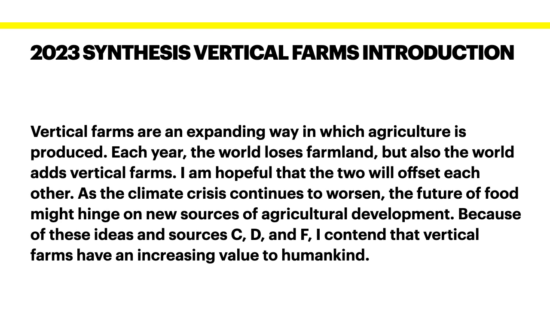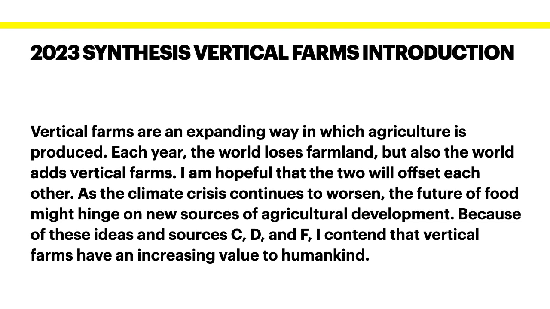And then I choose my sources. I've already chosen them: C, D, and F. I contend that vertical farms have an increasing value to humankind. So you can see that I'm not agreeing or disagreeing with vertical farms. It's a given that I have to agree with them. They are going to happen. Now, do they have any value or not? And I'm contending that they do.